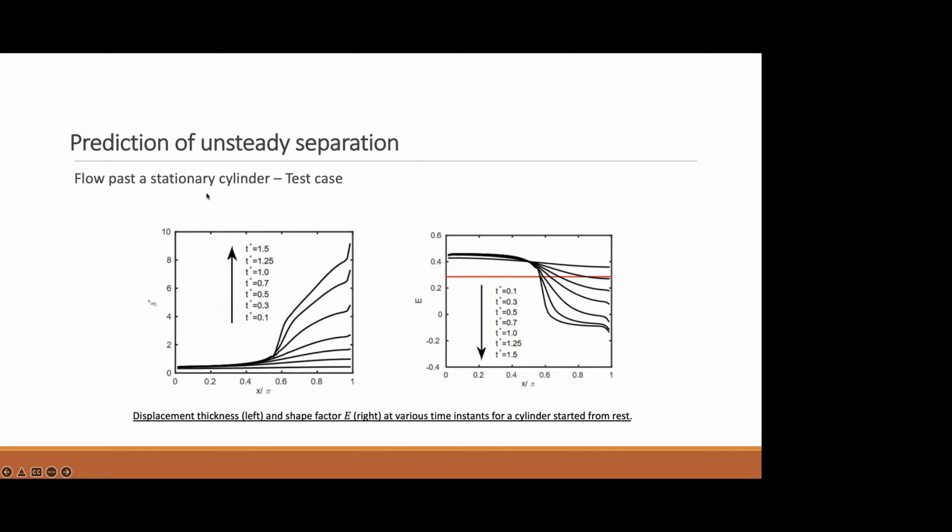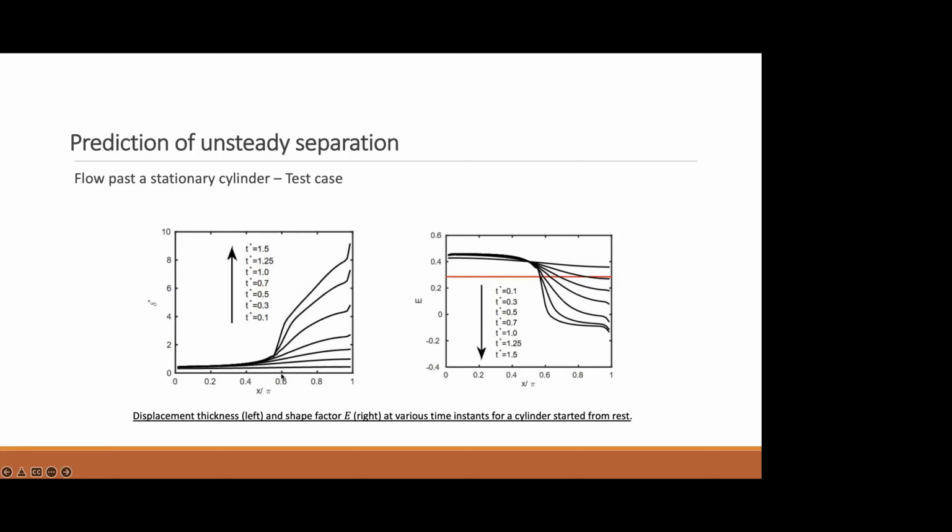So for a stationary cylinder, the inviscid solution is well known. So the inviscid solution is just sin x, where x is the coordinate of the cylinder. So here on the left, we have the displacement thickness as shown at different instants of time. And we have the shape parameter from the integral boundary layer equations shown on the right. So we can see that the displacement thickness initially starts off flat. And as time progresses, at the rear end of the cylinder, the displacement thickness starts growing. And eventually, we get this shock-like formation over here.